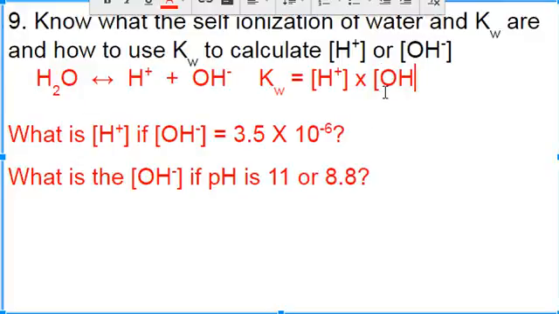Times my OH minus. And technically I should divide by the concentration of H2O, but the concentration of H2O is just its density, which is 1, so there's really no need to include it. So that's my Kw, the concentration of H plus times the concentration of OH minus, which will be equal to, at room temperature, 1 times 10 to the minus 14th.